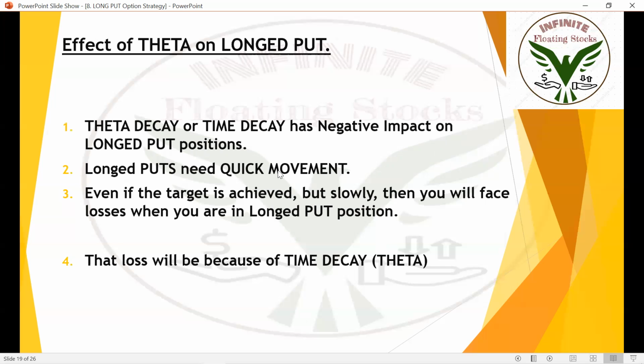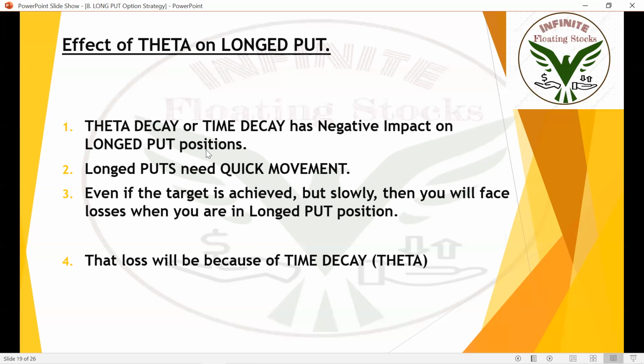I mean, if the market is falling down, that fall should happen very quickly. Okay. So when you're dealing with long put strategies, when you're going long on puts, you need to be scalping. That means you need to be trading in a few minutes and seconds. You need to capture that moment in less time. Okay. So long put needs quick moves. So theta decay or time decay has a negative impact.